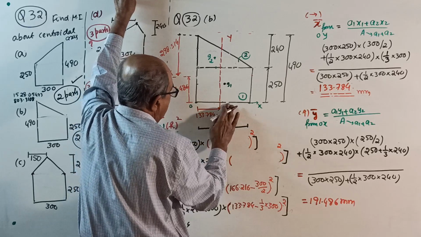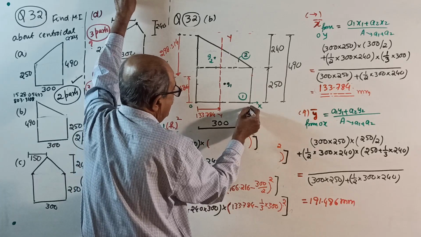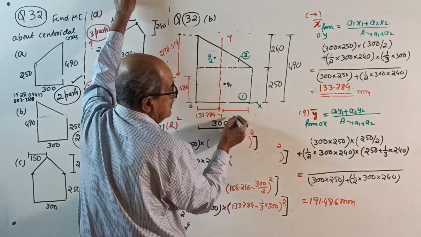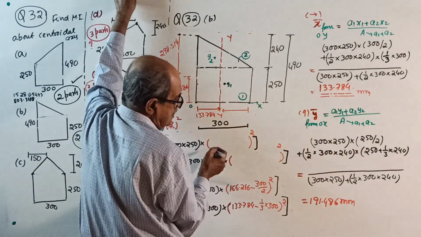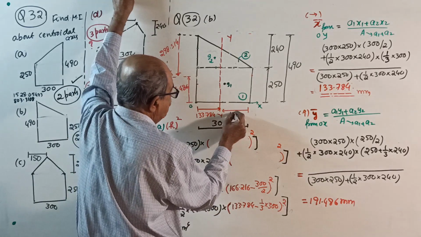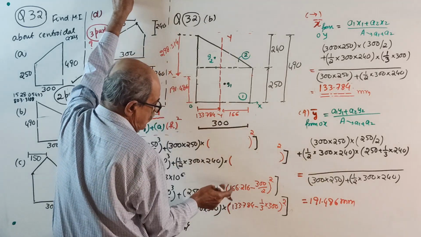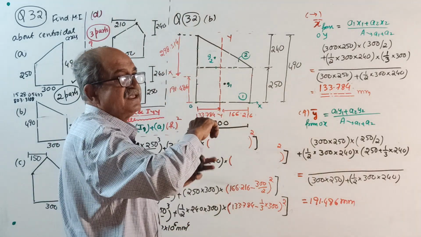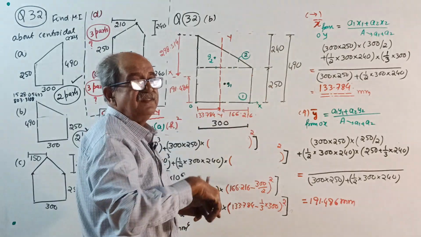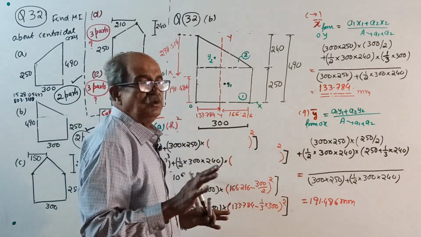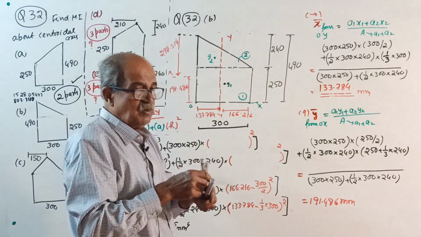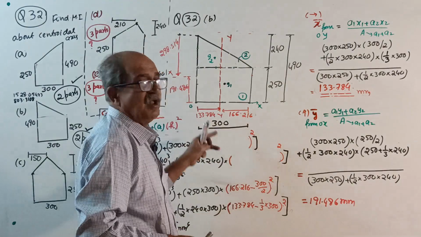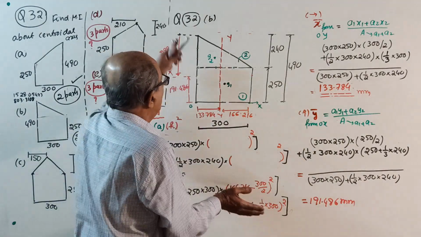133.784. Then YY. From that side, it will be 290. What is the last time's answer? 166. It is 166, from 300 subtract. 166.216. Last time, what you got as X bar from this side will come to this side. Don't bother, you solve the question. Never worry too much about why that distance came here. It will come. Okay, now Y bar.